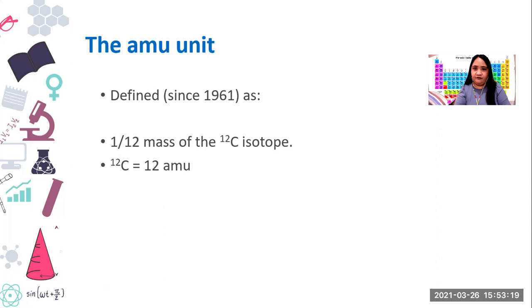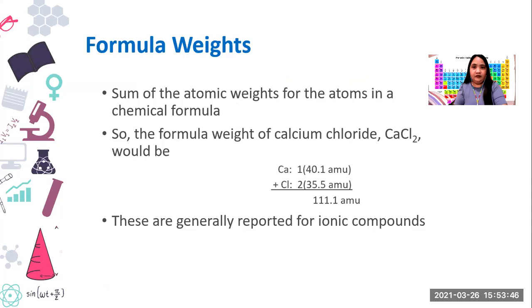This is defined since 1961 and it is actually 1 over 12 the mass of the carbon 12 isotope. So there you go. The reference, especially in carbon dating, is the carbon isotope. So the AMU unit is defined as 12 AMU for one carbon isotope. Okay. Then for other formula weights, what is a formula weight or what are formula weights?